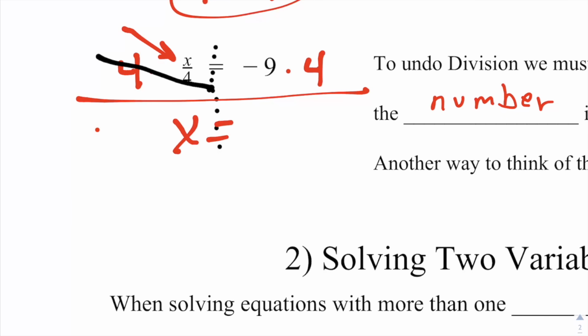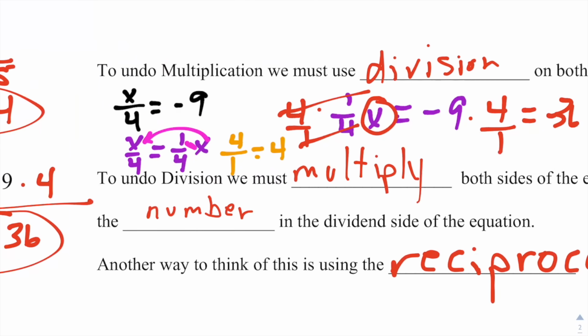Over here, I have negative 9 times 4, which is negative 36. So my answer is negative 36. Good luck on your practice sets.